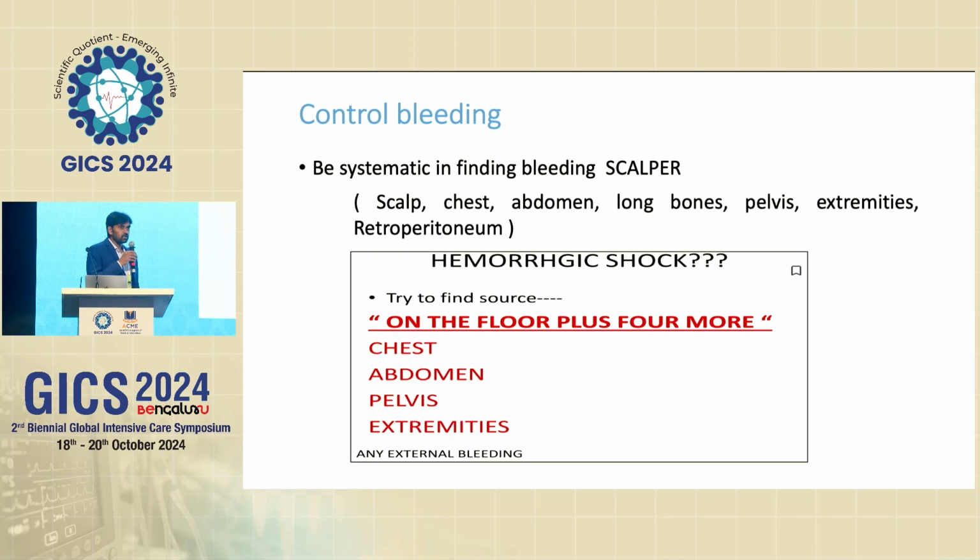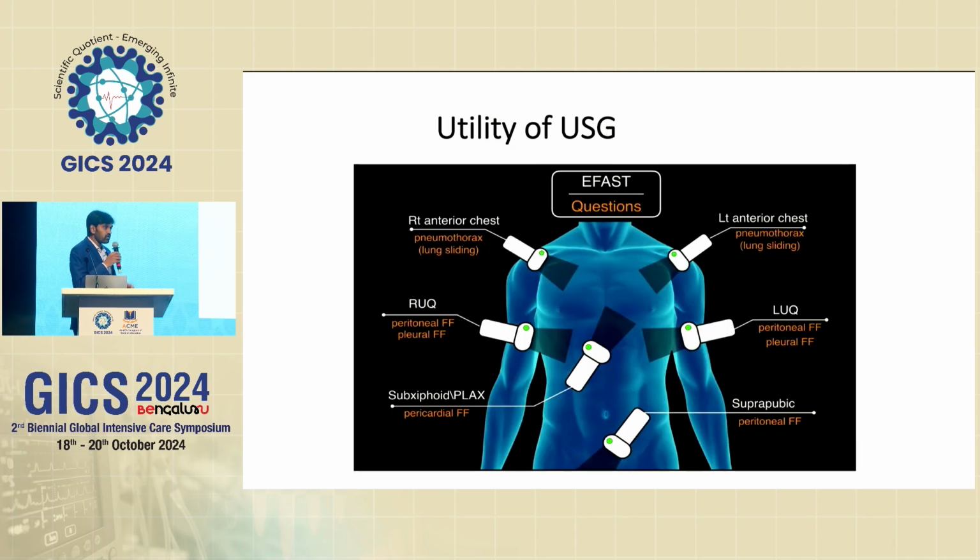So coming to the next, control bleeding. Control bleeding at all costs. You can use any mnemonic, but try to find the source of bleeding. You can use the SCALPER mnemonic or the most commonly used blood on the floor and four more. So you have an exsanguinating peripheral extremity followed by a torso bleed. It can be in the chest, the abdomen, the long bones, or the pelvis. Try to find out the source of bleeding.